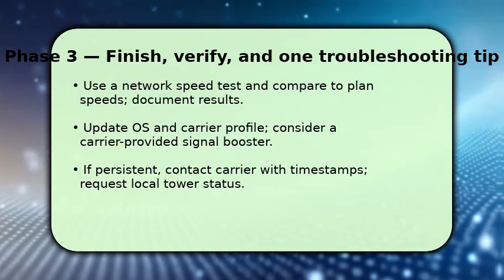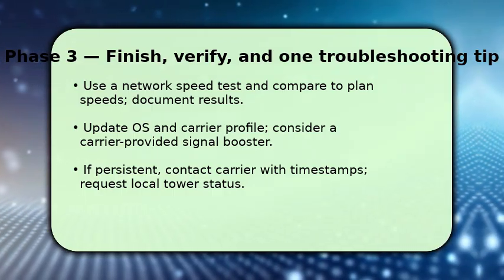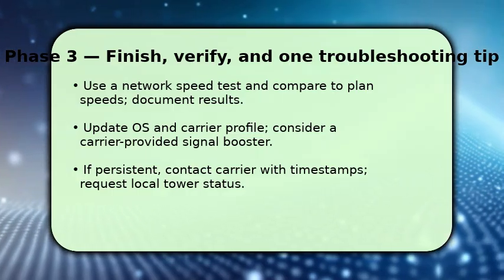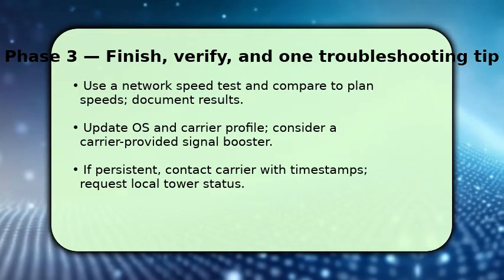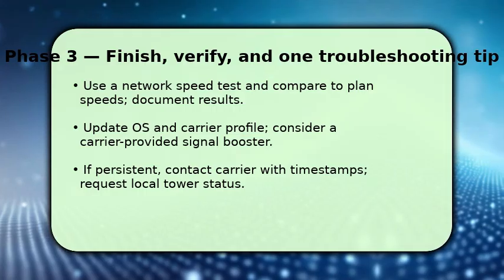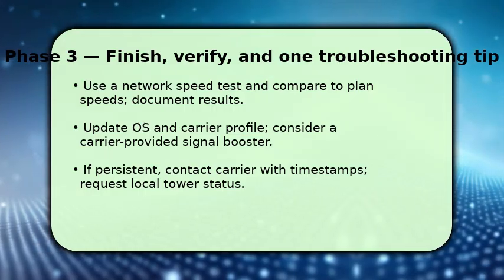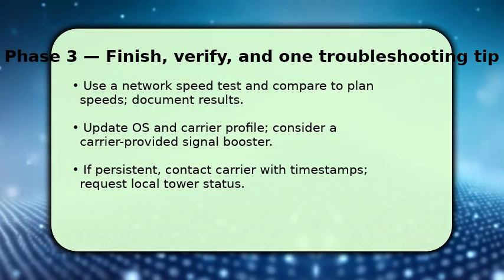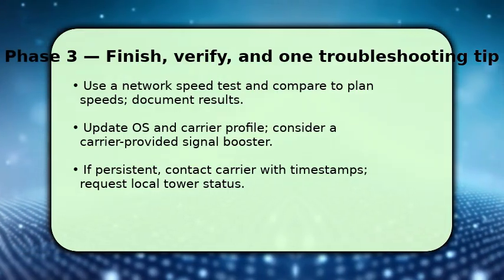Update your phone's OS and carrier profile to get protocol fixes, then consider trying a carrier-approved signal booster or Wi-Fi calling as a workaround. If the problem persists, call customer support with your documented tests and timestamps and ask about local tower outages or throttling. If they can't help, escalate and request a ticket number for follow-up. This keeps the issue trackable.